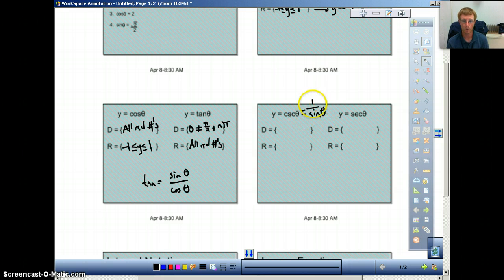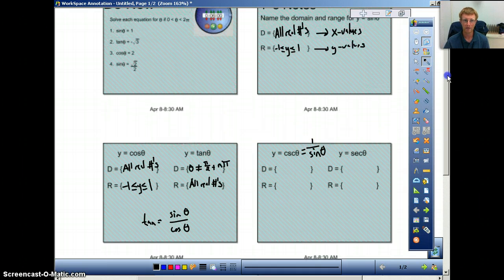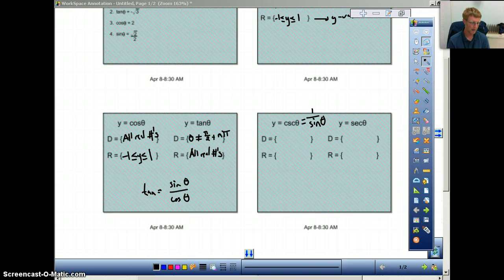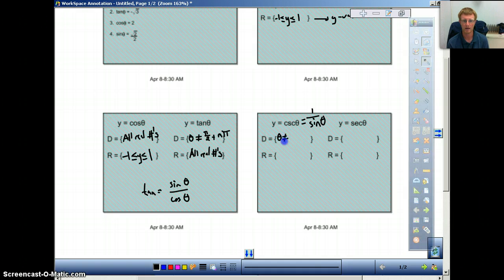So here again, wherever sine of theta is equal to 0, that's what the limitation is on our domain. Sine of theta is equal to 0 at 0 and every pi after that. So therefore our domain would be theta cannot equal any multiple, that's where the n comes from, of pi.